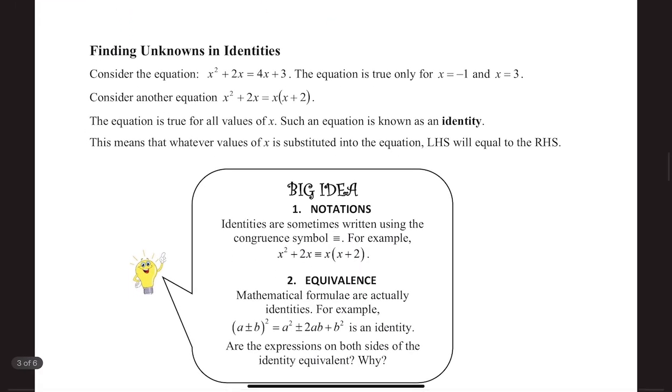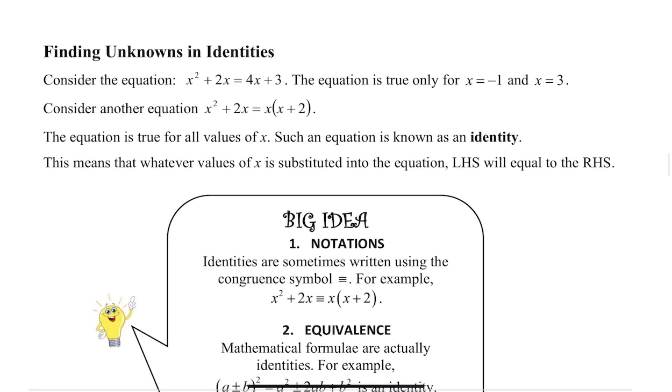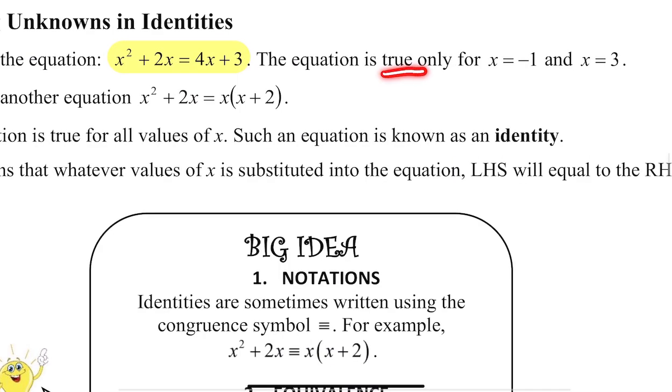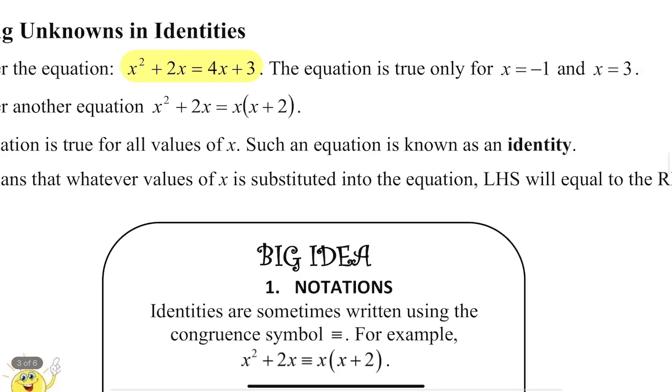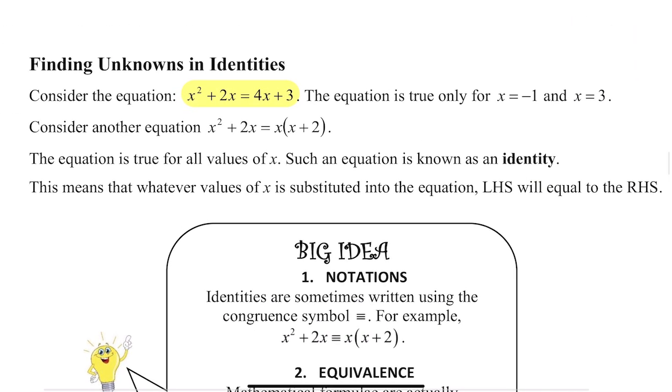Now we're going to look at this thing called identities. What is an identity? So let's look at this equation over here. This equation only holds true when I sub x equals to negative 1. If I sub x equals to negative 1, this will be 1 minus 2, which will give me negative 1 on the left side. Then here, sub in negative 1, this will be negative 4 plus 3, I'll get negative 1. So this will be true. And this also holds true if x is equal to 3. So therefore, this is an equation.